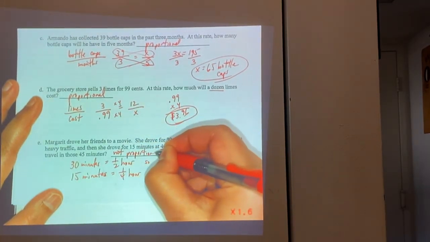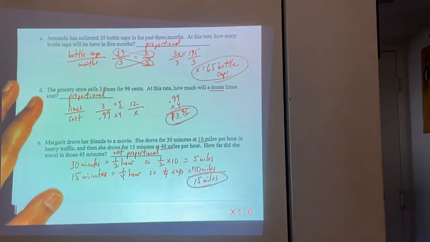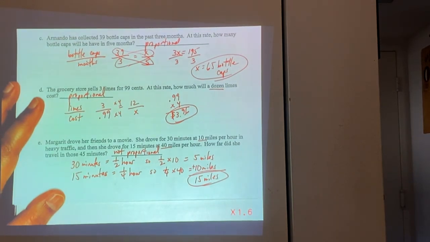So you can tell when we set things up in a proportion, which is 2 fractions equal to each other, then it was proportional. If we couldn't set it up that way, then it was not proportional. Your homework right now is 7-12 to 7-17.